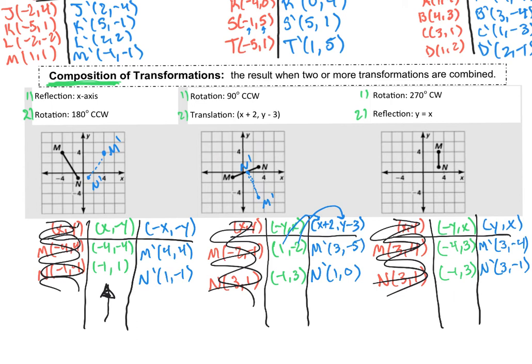So I'm going to go ahead and pause the video and graph our image. And there you have it. That is our segment M prime, N prime, right? The image for this composition of transformations. Again, we call it a composition of transformations because we have 2 or more transformations occurring to get our final image here. Awesome.